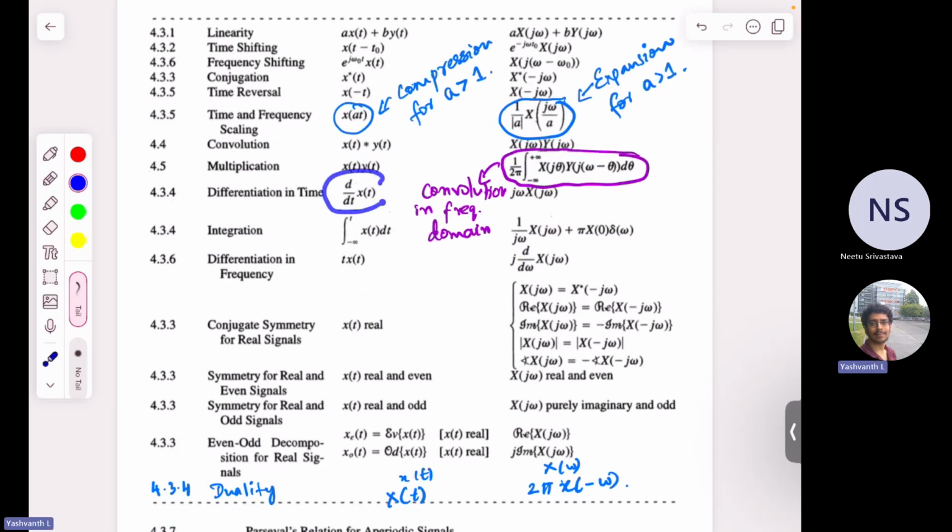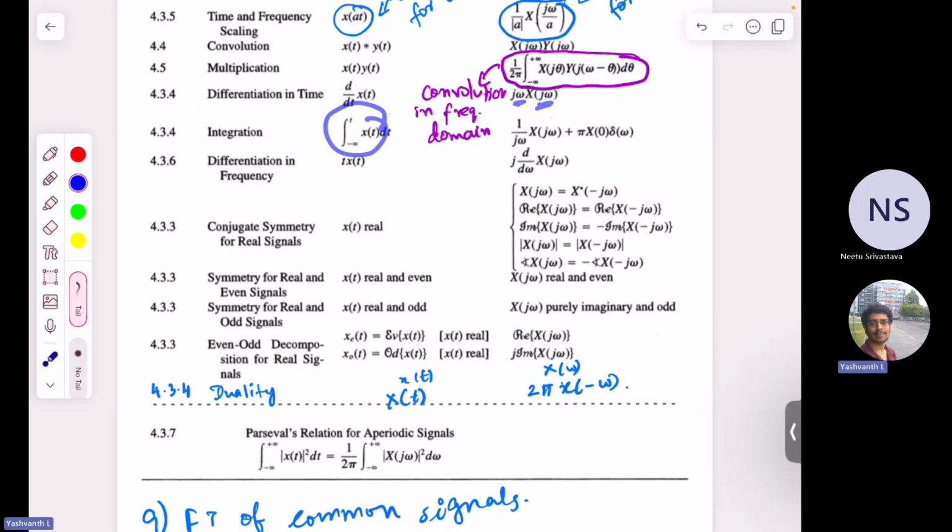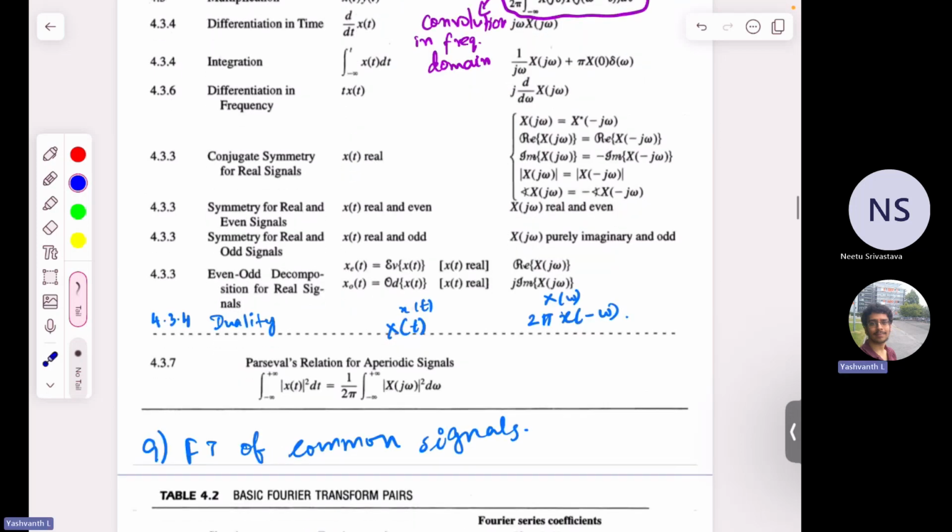Now the differentiation property. d by dt of x of t will give j omega times x of omega. So basically omega multiplies your x of omega. For integration, it is just that omega gets divided: it's 1 by j omega times x of omega plus this term. Similarly, you have differentiation in frequency. That is, if I multiply t into x of t, you will differentiate your Fourier transform, and so on and so forth.